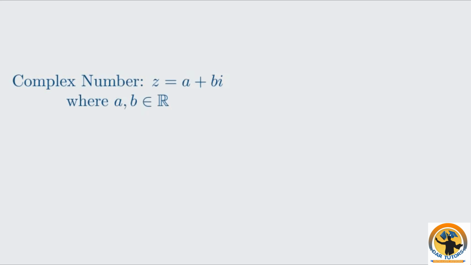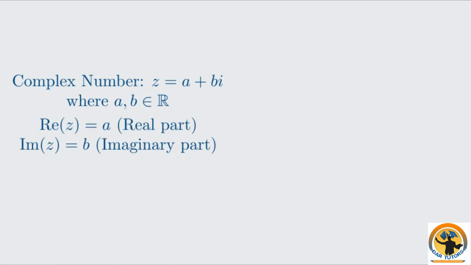Now that we have the imaginary unit, we can define a complex number in its general form. A complex number, which we often denote with the letter z, is written as z equals a plus bi, where a and b are real numbers. In this form, a is called the real part of z, and b is called the imaginary part of z. We write this as Re(z) equals a, and Im(z) equals b. It's important to note that the imaginary part, b, is a real number. It's the coefficient of i.